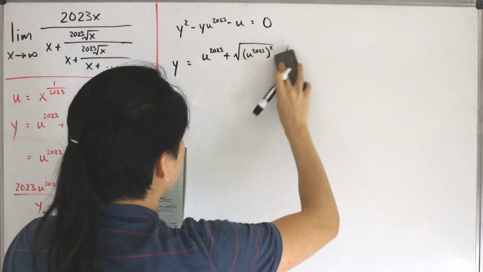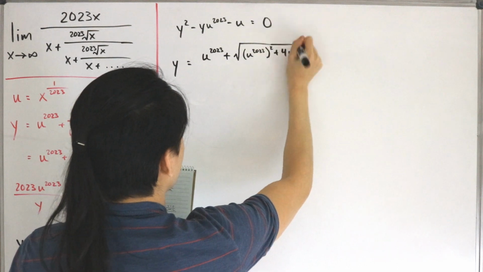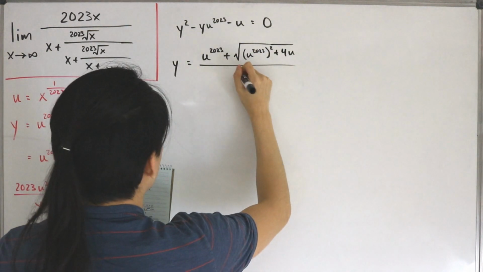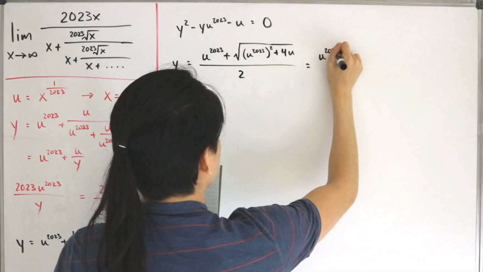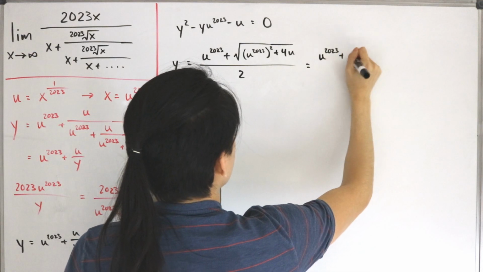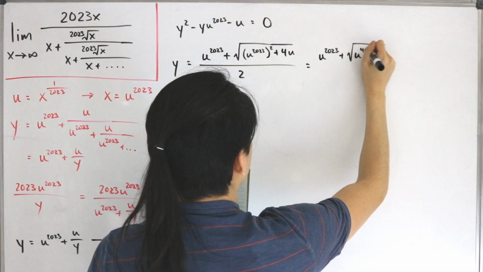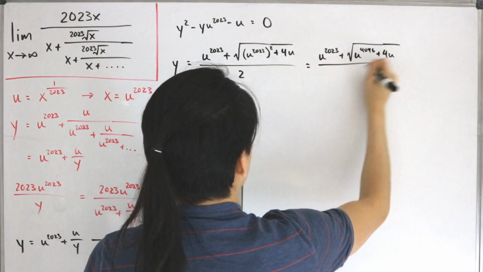So let's change that up and say that that becomes now positive, so plus 4 times u, and then divided by 2 times a. Our a in this situation is going to be just 1, so 2. Simplify this out a little further, so I have u to the power 2023, then plus the square root of u to the power 4046 plus 4 times u, and then divided by 2.